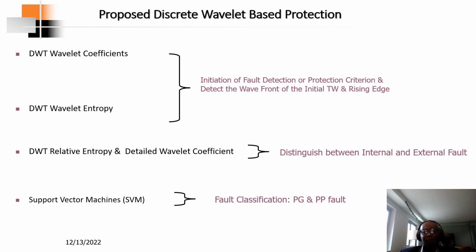Now, for the fault classification, I should be able to classify a fault, and distinguish between a fault and a steady state operation. And also, after fault classification, I should be able to identify which type of fault, that is a pole to ground fault and a pole to pole fault, utilizing a machine learning algorithm, that is support vector machines.